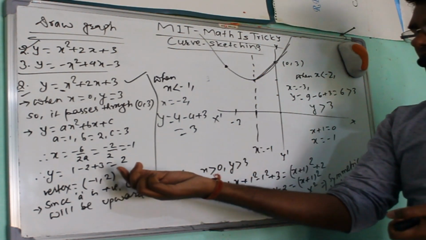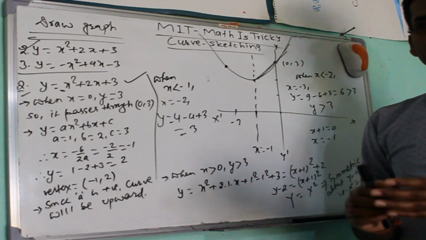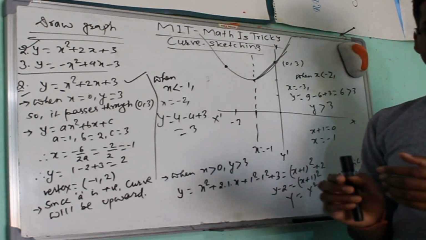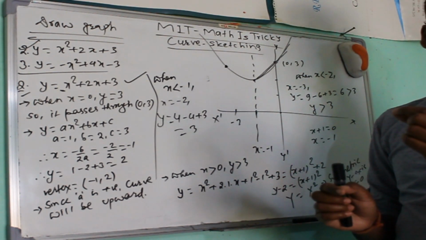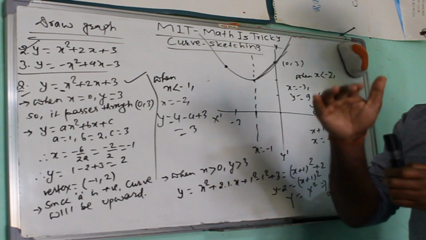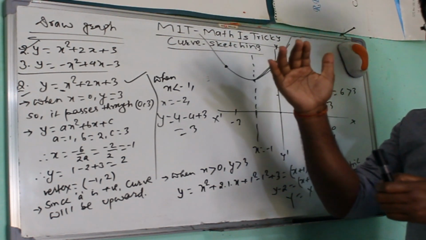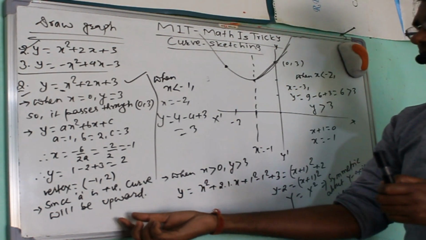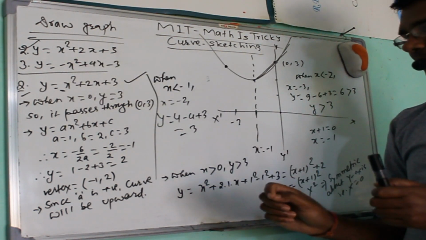Also from the vertex we will know whether the curve is upward or downward, because the vertex is the maximum or minimum point from which all the points should be up or down, and it can easily be determined by looking at the sign of a.